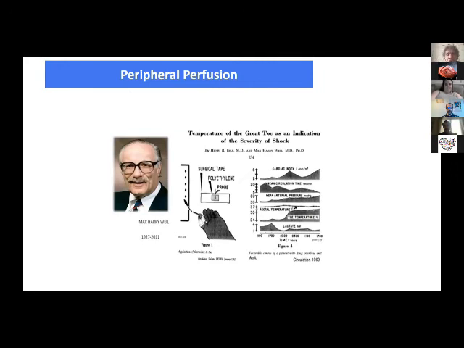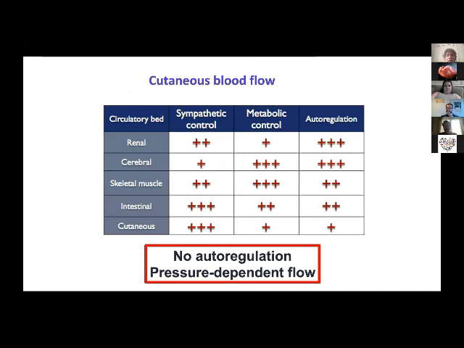But the final word is about peripheral perfusion. This should also be considered part of the hemodynamic monitoring, because as Hamilton said very early in '69, the temperature of the knee has as strong a prognostic value as lactate in septic shock, in general. And why is this? Why is the skin so relevant? Because the skin has a strict and exclusive sympathetic control.